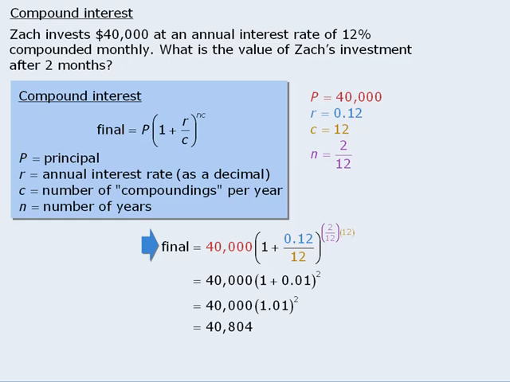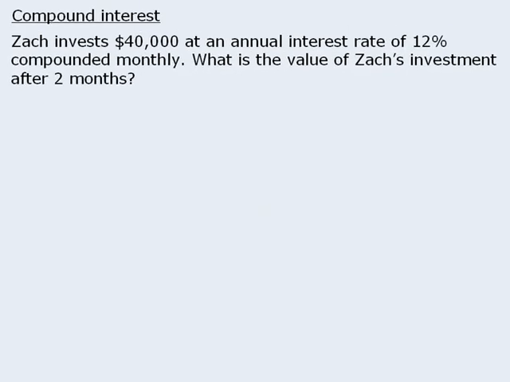Now in situations where the number of compoundings is relatively small, and we are required to find the actual value of the investment, it is probably faster to skip the formula altogether and perform the calculations each time the interest is compounded. Here's what I mean. First, since we have an annual interest rate of 12%, and since the interest is calculated 12 times in 1 year, we can say that the interest rate each month is 1%.